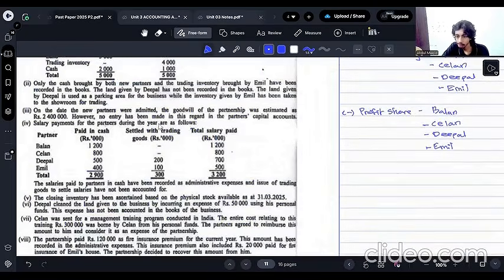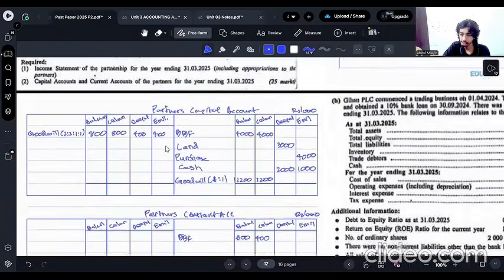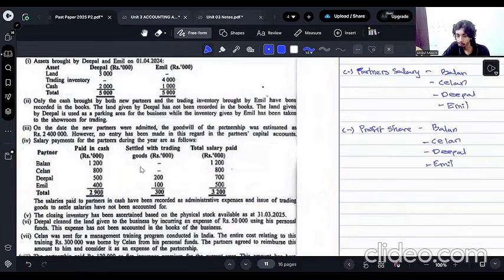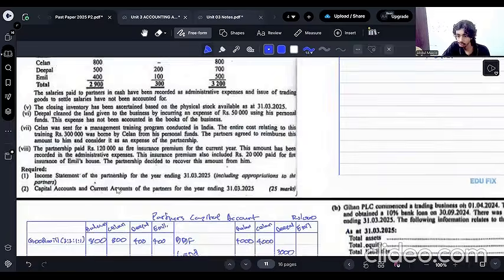Then next, salary payment for the partners during the year are as follows. You're paying salary as follows, okay? You're paying in cash as well as in goods, right? So then you can say here, paid in cash and in goods. Goods, you're taking it from the purchases account. All right.